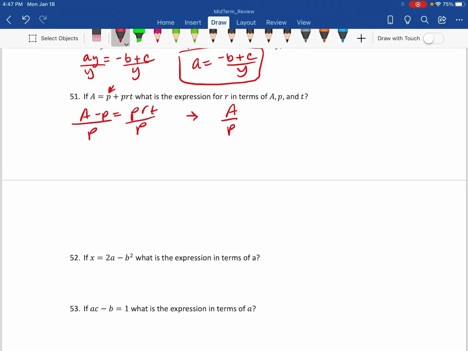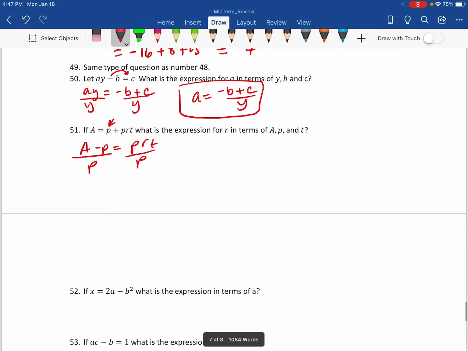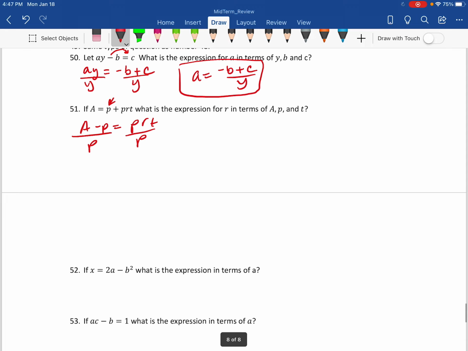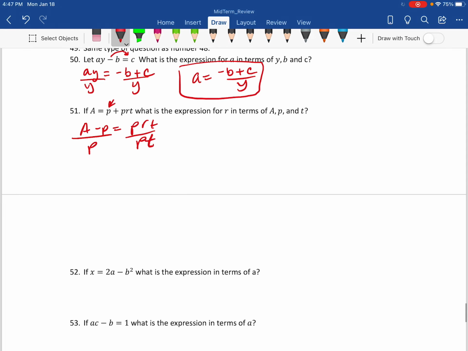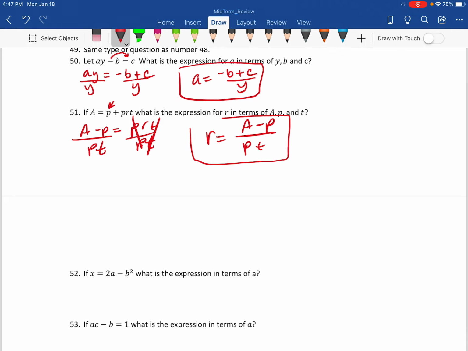Hold on. No, let me skip this back. Go back one. Because I'm going to actually divide by pt and not just p. So I'm going to divide by pt. So now the p is gone and the t is gone. And that leaves me with just the r. So r is going to be equal to a minus p over pt. That's going to be the easiest one to handle.